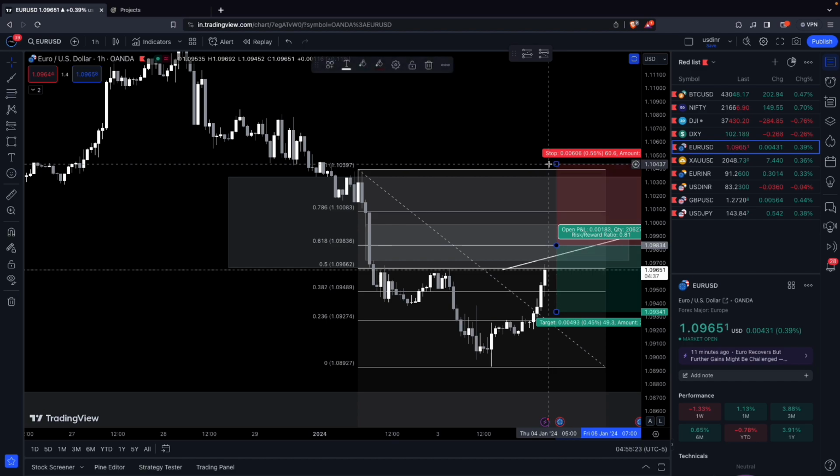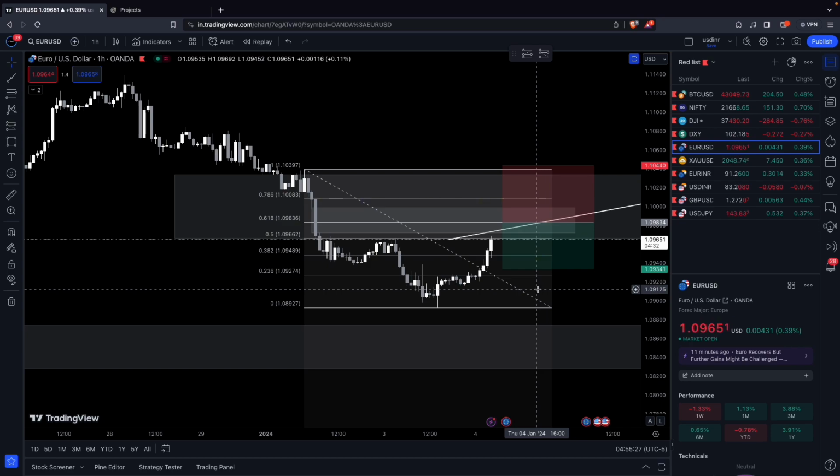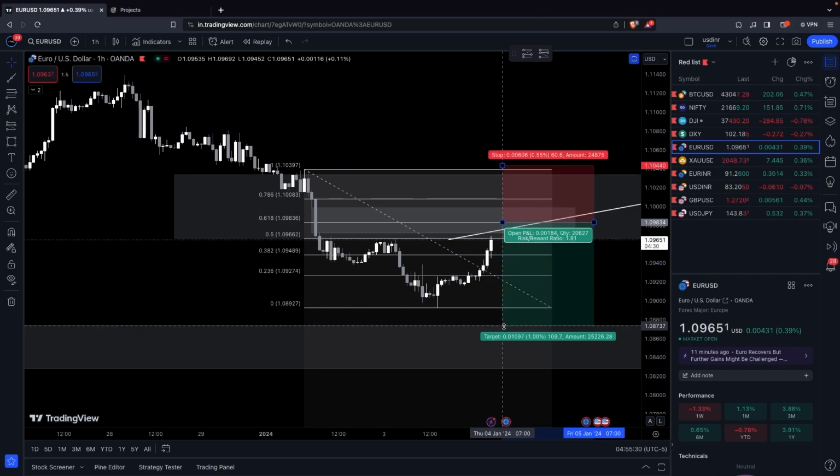The stop loss is going to be above the previous swing high, and the target is going to be the bottom fair value gap over here. Now the risk to reward is not that great, it's just 1.8, so this isn't something that I would be willing to trade. But there's another way to look at this entry.